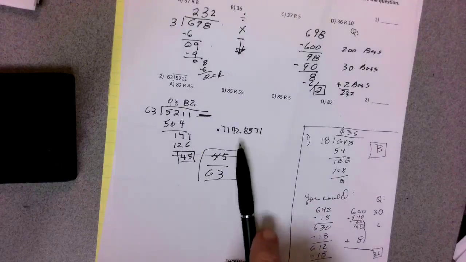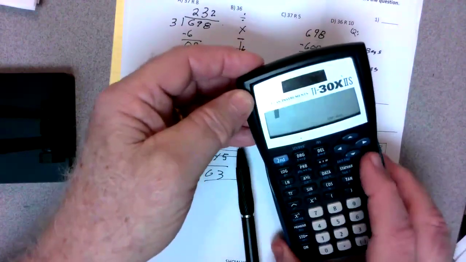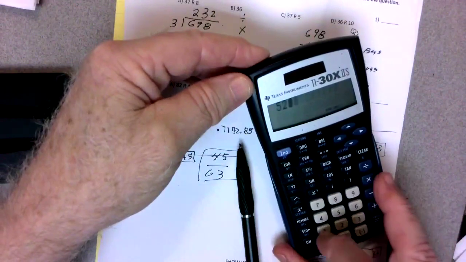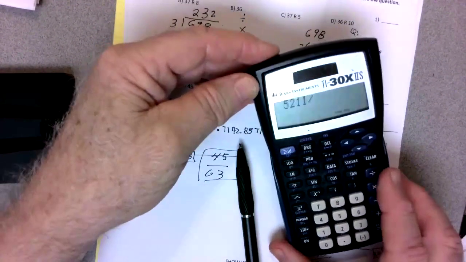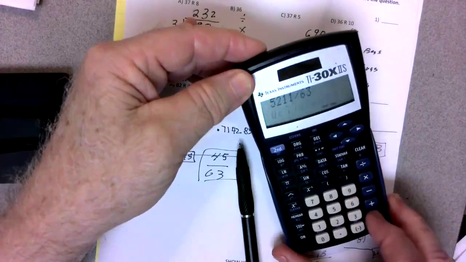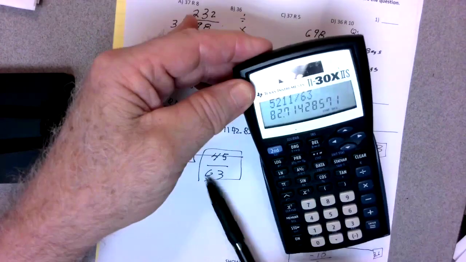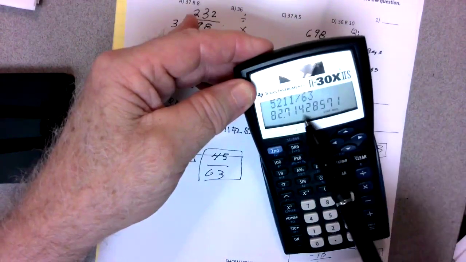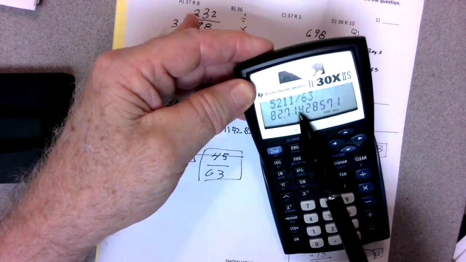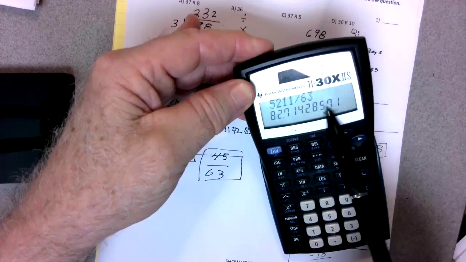Now, when we put that in our calculator, and I'll try to repeat that calculation for you here, where you can see it. So I'm going to say 5,211 divided by 63, and we get this answer. We get 82 and what looks like, eventually you'll understand what this means, a repeating decimal string. It looks like 714285, and then this 714285 is going to repeat.